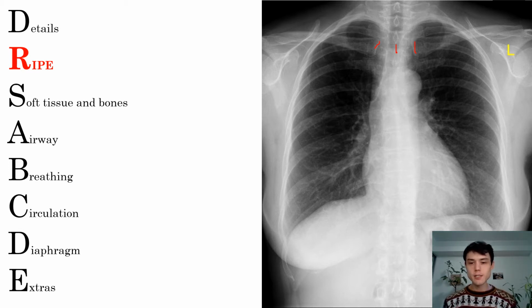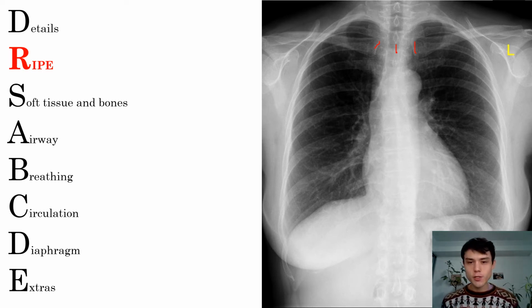I stands for inspiration, where a good amount of inspiration would allow you to see 8 to 10 posterior ribs and 6 to 8 anterior ribs. P stands for picture, so we make sure that the chest x-ray visualizes everything we should see. And we can comment as to whether it's a posterior to anterior, PA, chest x-ray, or AP, anterior to posterior.